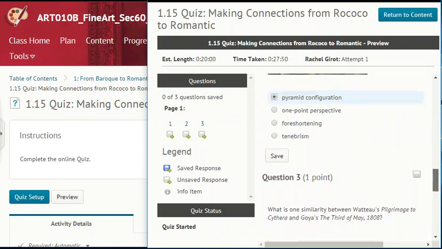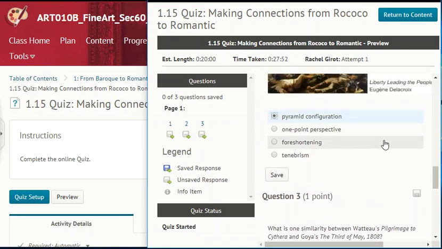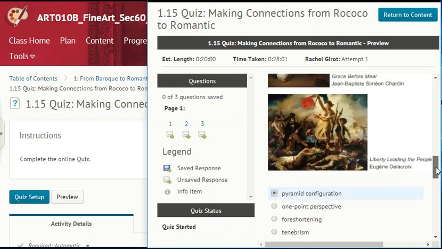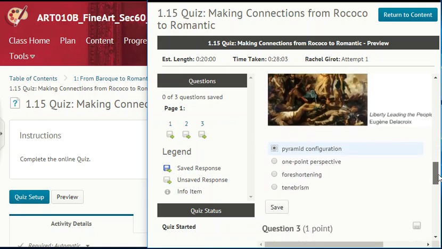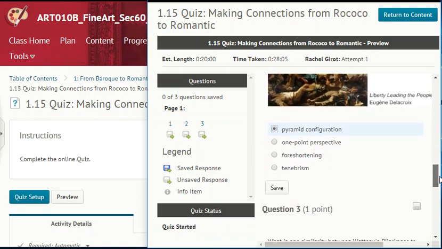Let's talk about what these other things are. One-point perspective, that's where you create a point and draw all the lines that lead to that point. And then foreshortening, that is when something looks like it's just pressed up against the edge of the painting. And tenebrism is that spotlight effect.